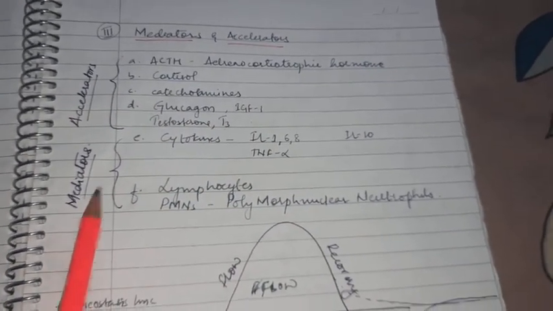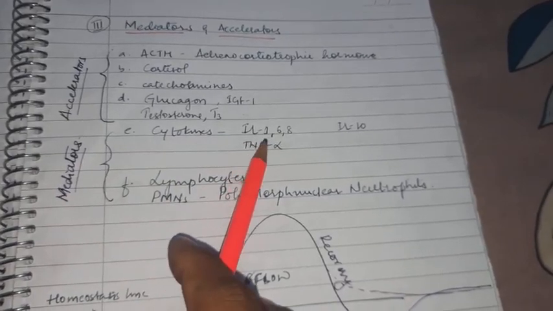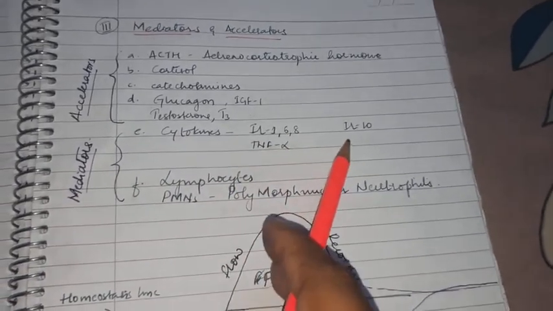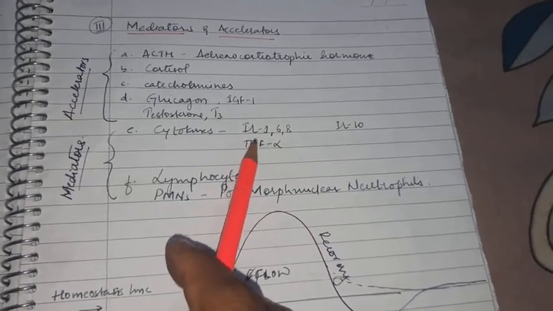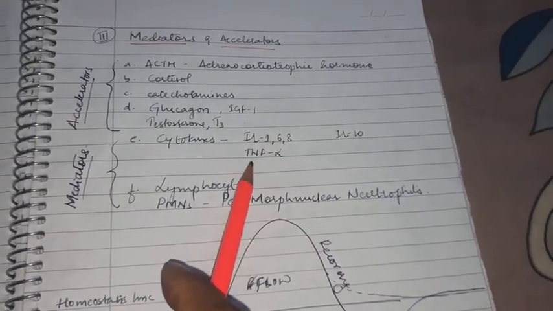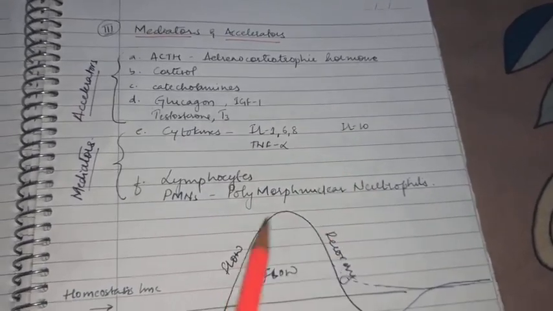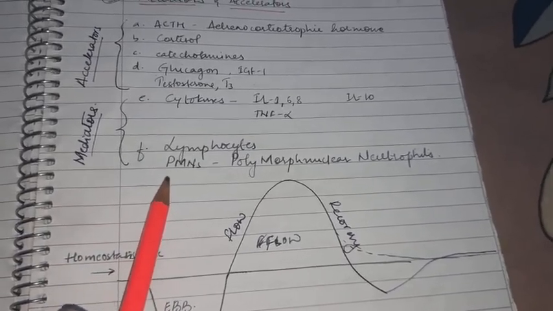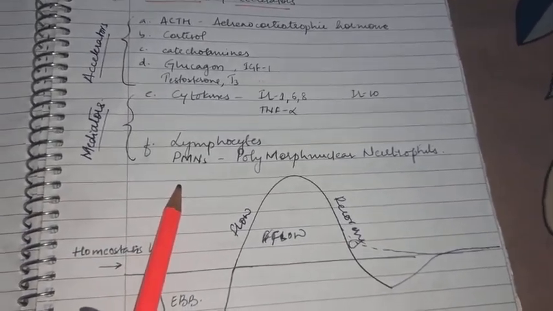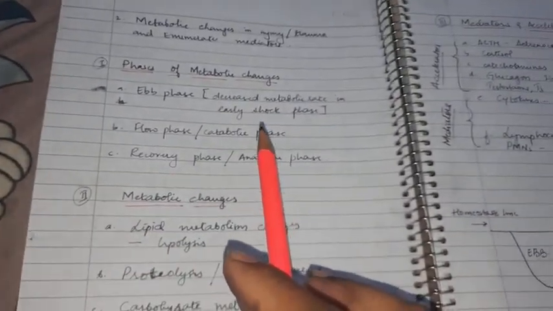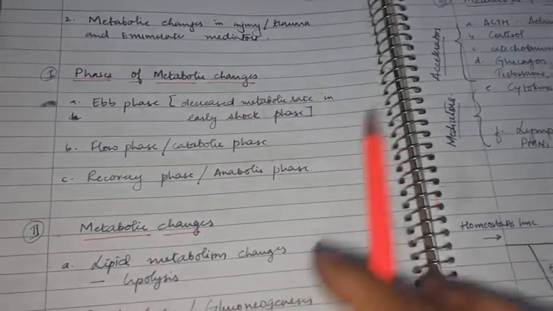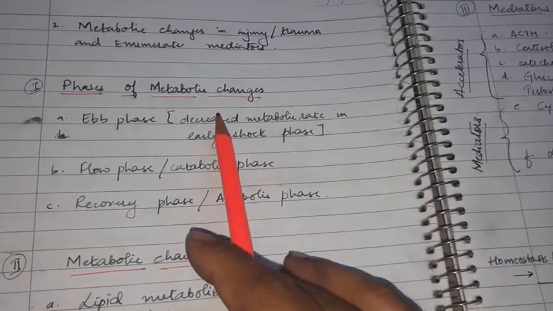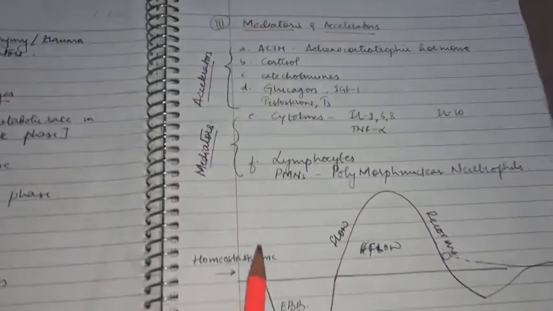And coming to mediators, these are cytokines, which are interleukin 1, 6, 8, TNF alpha and interleukin 10. Interleukin 1, 6, 8 and TNF alpha are pro-inflammatory and interleukin 10 is counter-inflammatory. Second of the mediators are the cells themselves, that is polymorphonuclear neutrophils, macrophages, fibroblasts, etc. Right. So when you see the question as enumerate, you have to enumerate all the three components, that is the phases of metabolic changes, the metabolic changes themselves, and the mediators and accelerators. This is how you have to write.